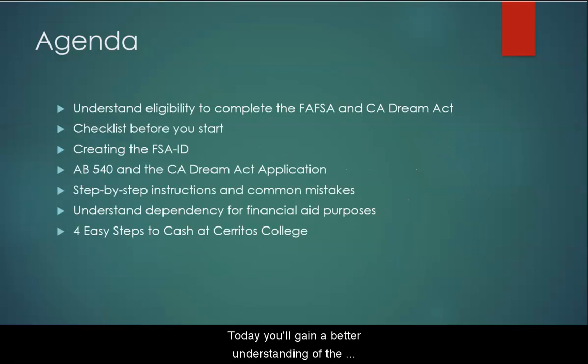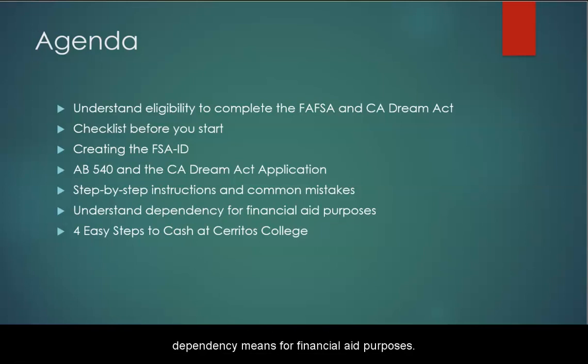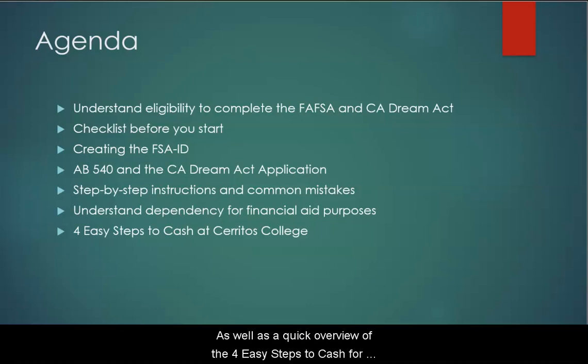Today you'll gain a better understanding of the eligibility requirements for the FAFSA and California DREAM Act. We'll review the checklist of things you'll need before you get started. We'll go over creating an FSA ID. We'll review AB 540 eligibility for the California DREAM Act application. We'll also go over step-by-step instructions and common mistakes that are made in the application that delay us in awarding your financial aid. You'll get a better understanding of what dependency means for financial aid purposes, as well as a quick overview of the 4 easy steps to cash for financial aid at Cerritos College.